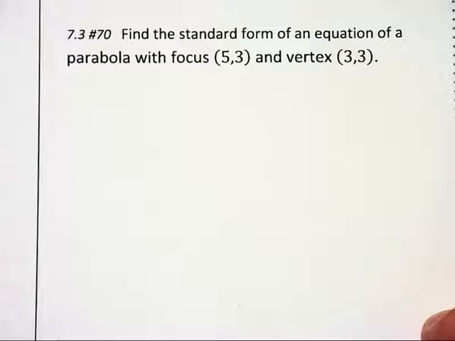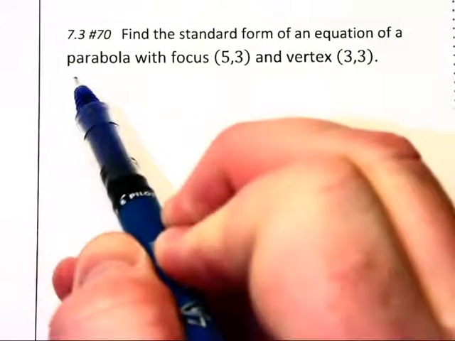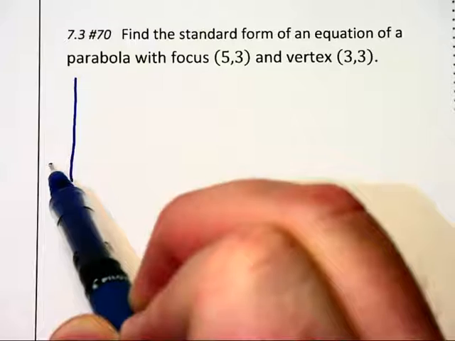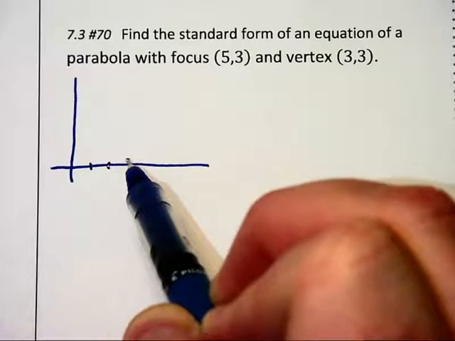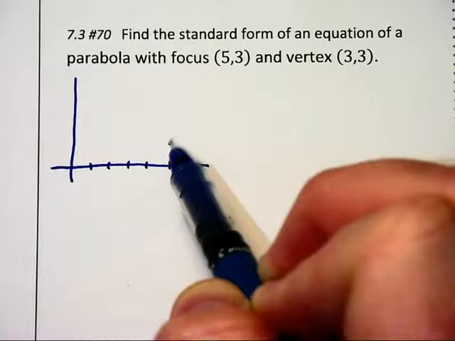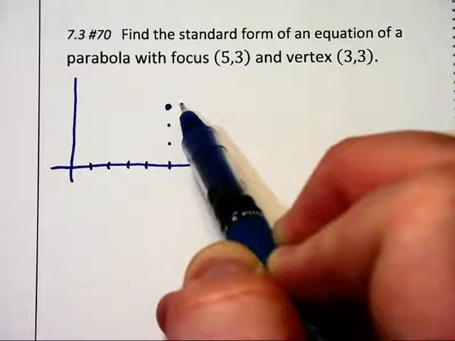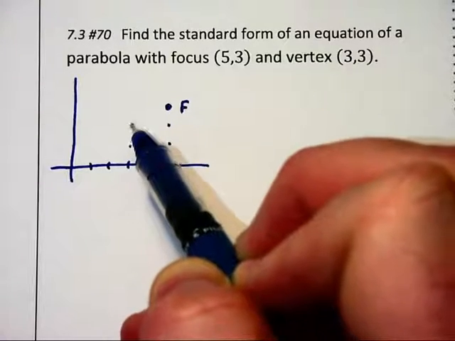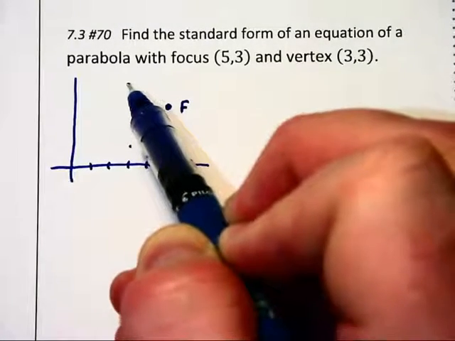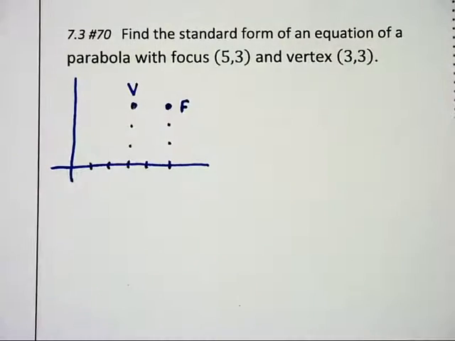Now we are being given clues and asked to find the equation of the parabola. Let's start by drawing a very quick picture of what's happening here. If we go out to (5, 3), that will be where the focus is located. If we go to (3, 3), that is where the vertex is located.